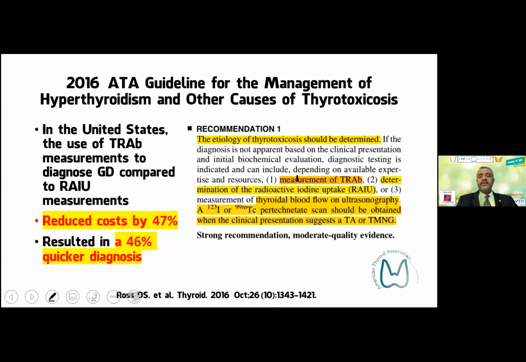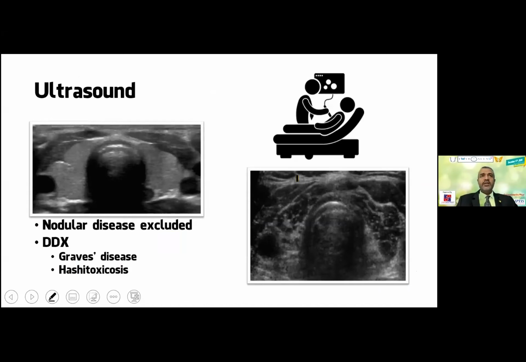For the ultrasound, can it differentiate between, for example, hashitoxicosis and Graves' disease? Actually, this is not useful. If you look at the left panel, this is how a normal gland would look, homogeneous. While if you look at the right panel, first, there is marked decreased echogenicity. If you look inside, you would find fibrous septae. These fibrous septae, both right and left, would give the impression of pseudolobulations and pseudonodule formation.